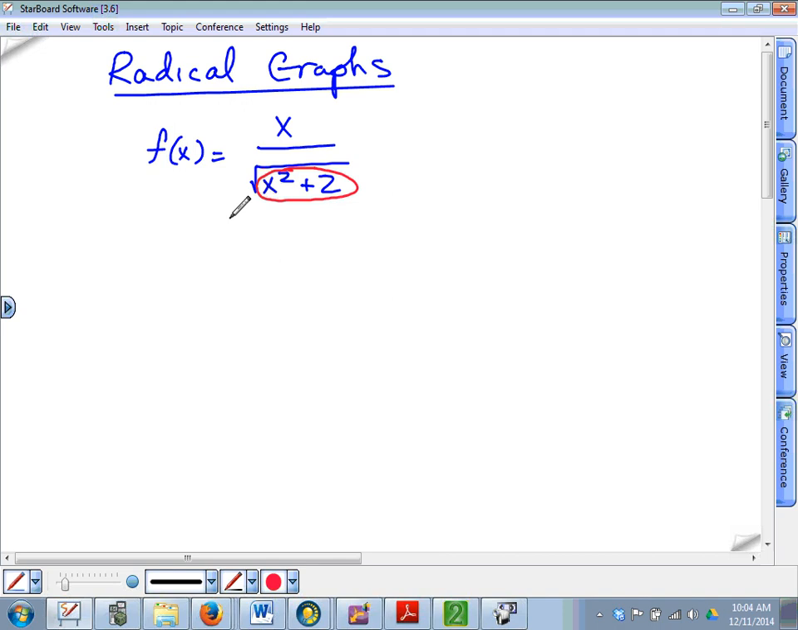So because of that, is there a vertical asymptote? No. There's no vertical asymptote. Are there any holes in the graph? No. So this is a continuous function from negative infinity to positive infinity. So there's no vertical asymptotes. Right? Okay. Now we're going to kind of go out on a limb here when we're talking about horizontal asymptotes.